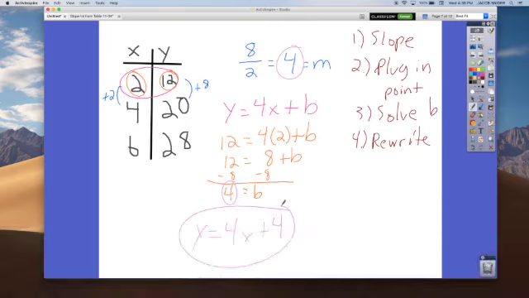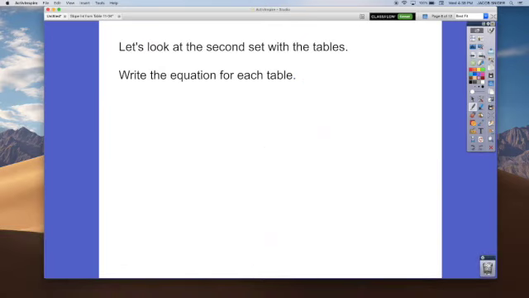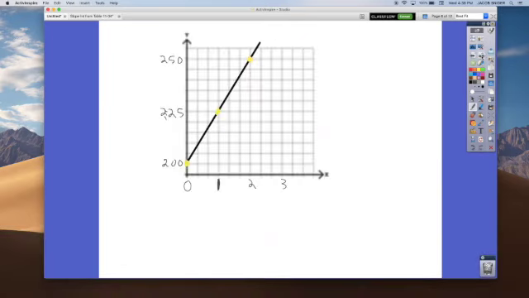Okay, now we're going to go back to last week. You ready? Here we go. Let's look at a graph. Now remember, it's been a few days since we've done this, but it's the same thing, right? I want y equals mx plus b. Here's my slope, and here's my y-intercept. Okay, let's go to work.